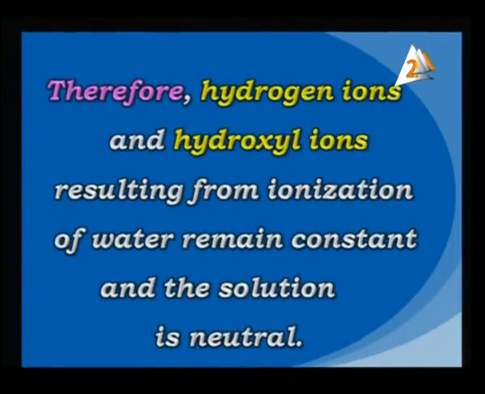So the concentration resulting from the ionization of water remains constant and the solution will be neutral. What's meant by neutral? Again, we said that it's neutral, pH equals 7 all the time. In a neutral solution, you have pH equals 7.